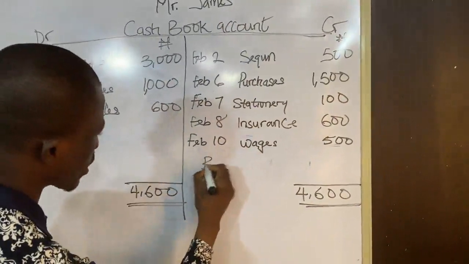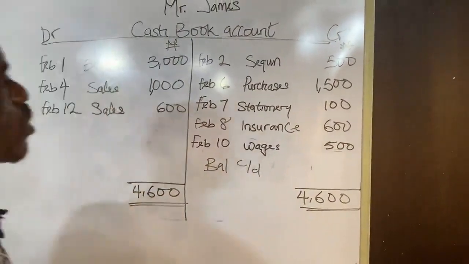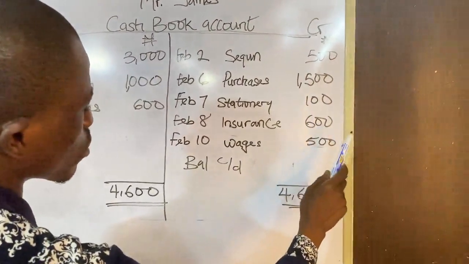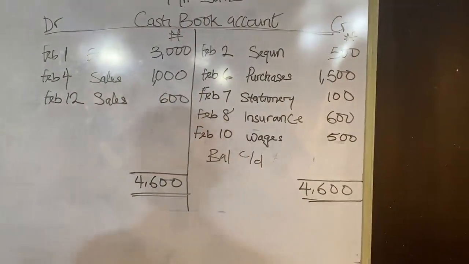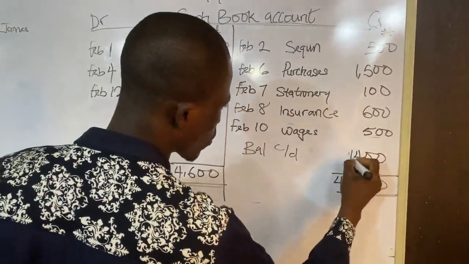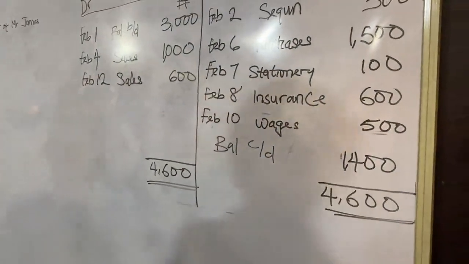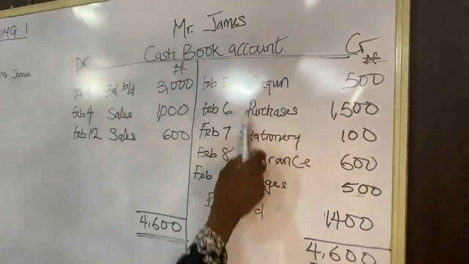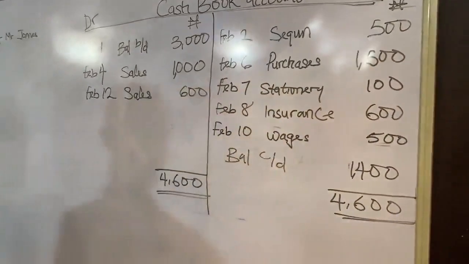But you now have to balance. So what is now the balance that is left? Taking the larger total minus 4,006, we'll be having 1,400. So this is your balance of cash left with you after all the money that came in and all the money that went out. At the end of it all, you have just 1,400 naira left.